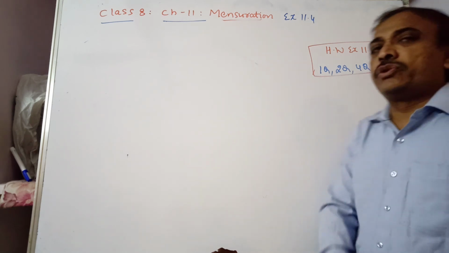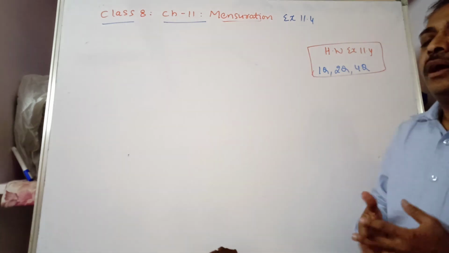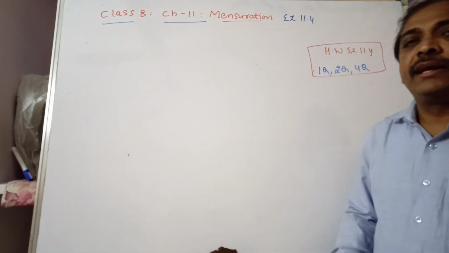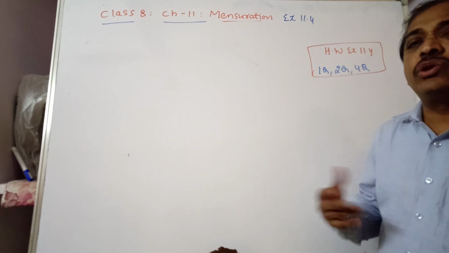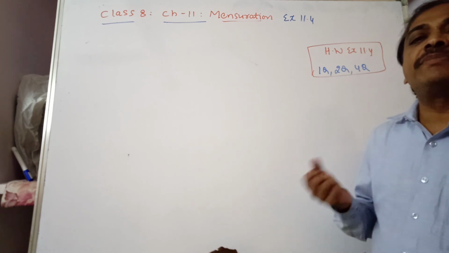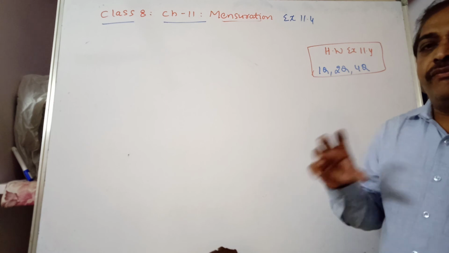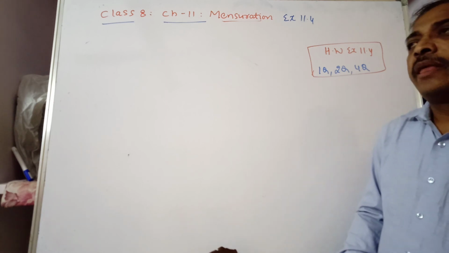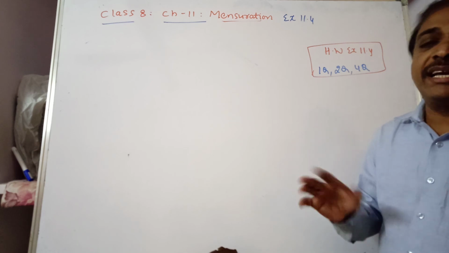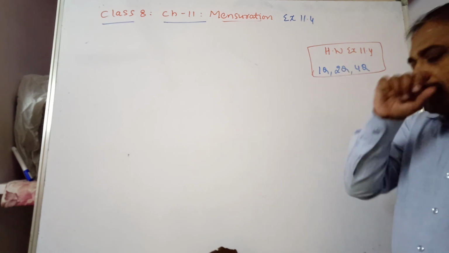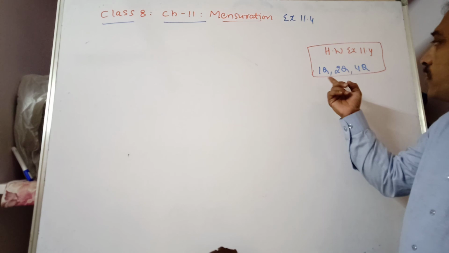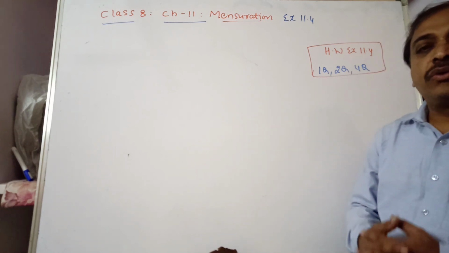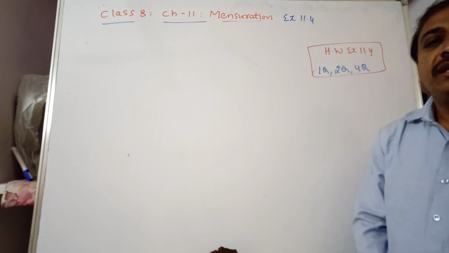I hope you understood what we have discussed in today's session about the volume of cube, cuboid and cylinder, and how to convert the volume in terms of capacity. These are the questions we have discussed from exercise 11.4. There is a lot of difference between volume and capacity. For homework, questions number 1, 2 and 4 from exercise 11.4 you have to complete. I hope you understood. Thank you.